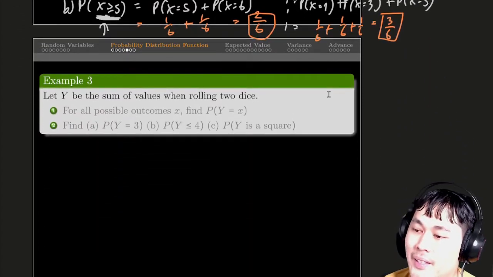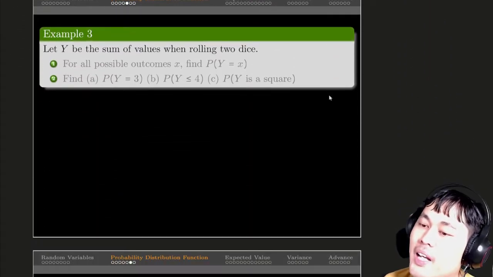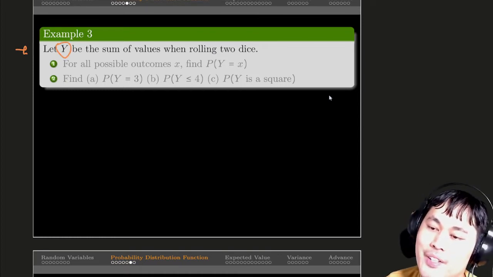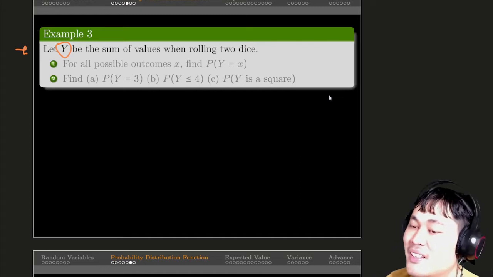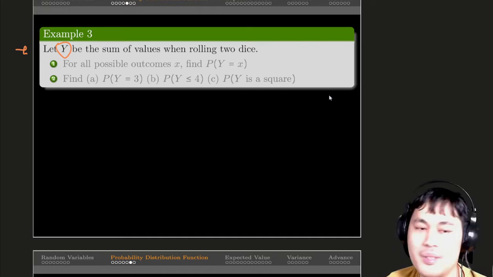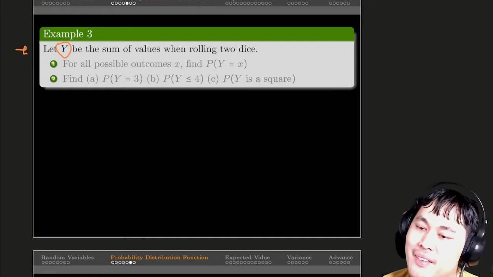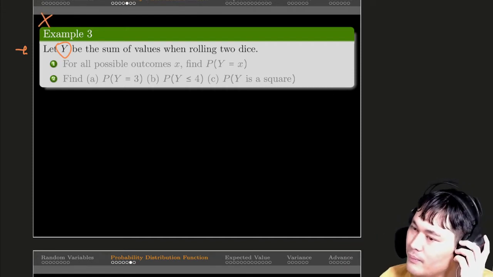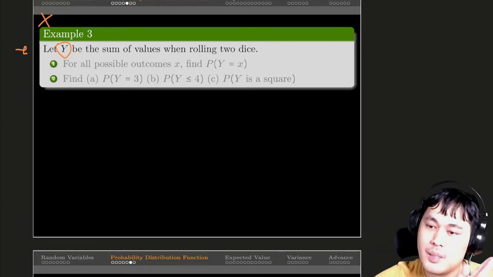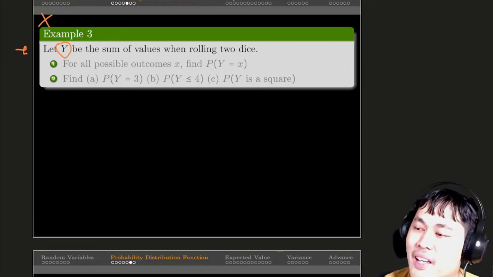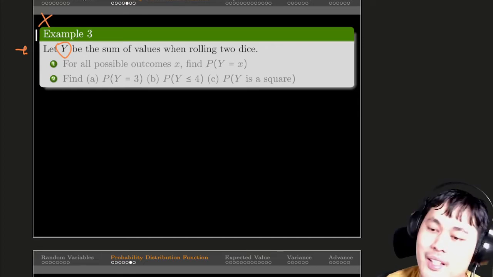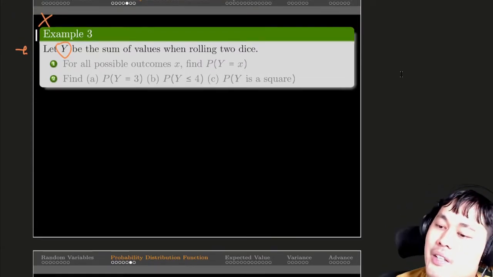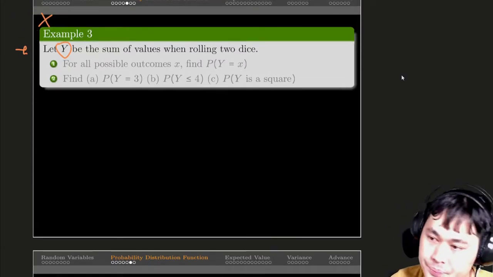Okay, let's take the next example. Let y be the sum of values when rolling 2 dice. So first, you don't freak out yet. We changed the name of the variables because of course we are allowed to, but x is something special, we just commonly use x. But when you have different variables, sometimes it's better to have a different name for it. In this case, since x is a single die, we use y to represent two dice.